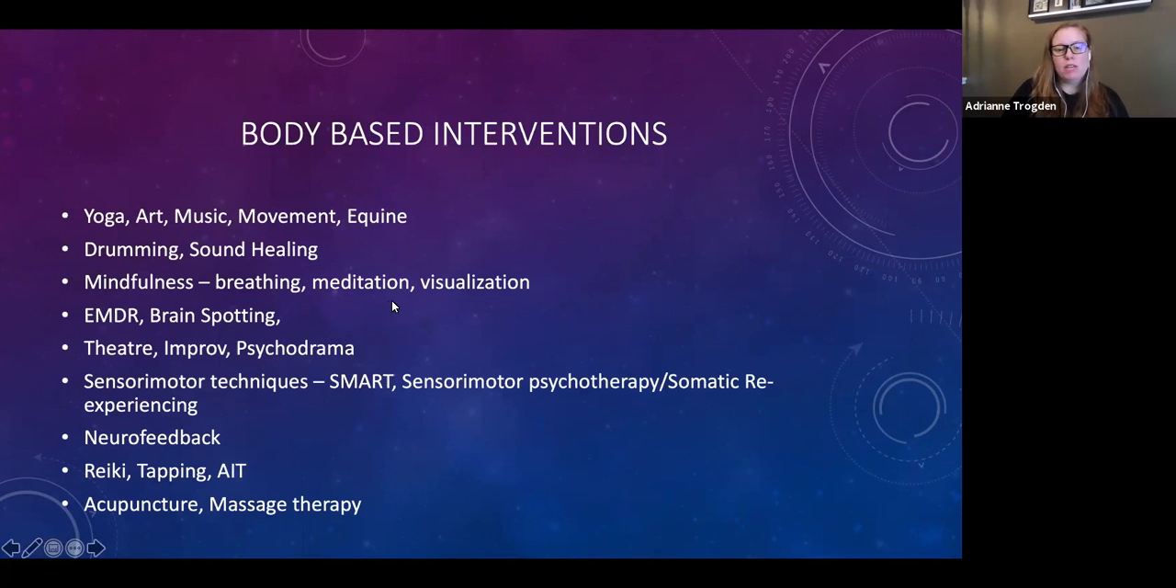Meditation, again, slowing down, staying in the present, staying in the here and now, teaching clients how to calm their bodies.